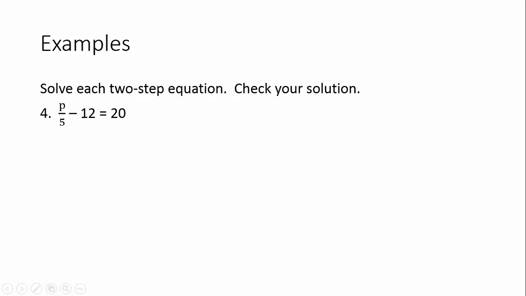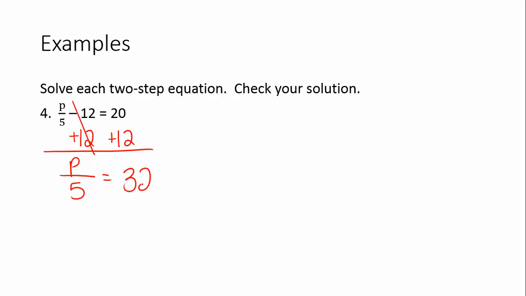p over 5 minus 12 equals 20. So undoing addition and subtraction first, we're going to add 12 to both sides. That's the opposite operation or inverse operation from subtracting 12. We bring down the p over 5. Remember that this is division, p divided by 5. 20 plus 12 is 32.